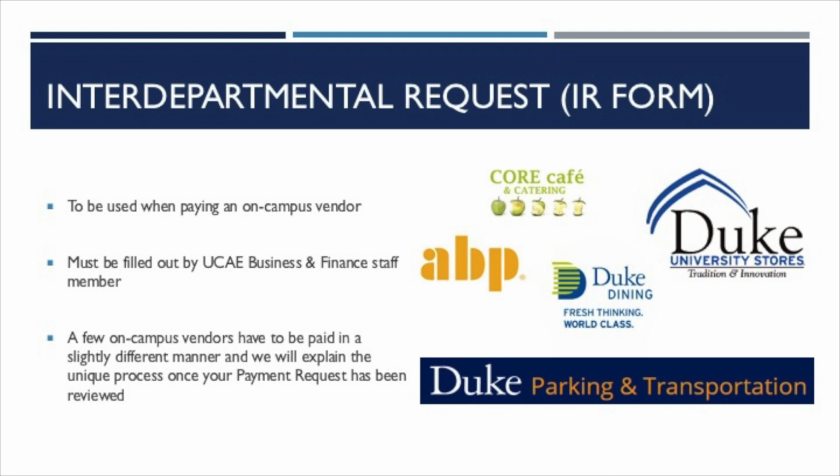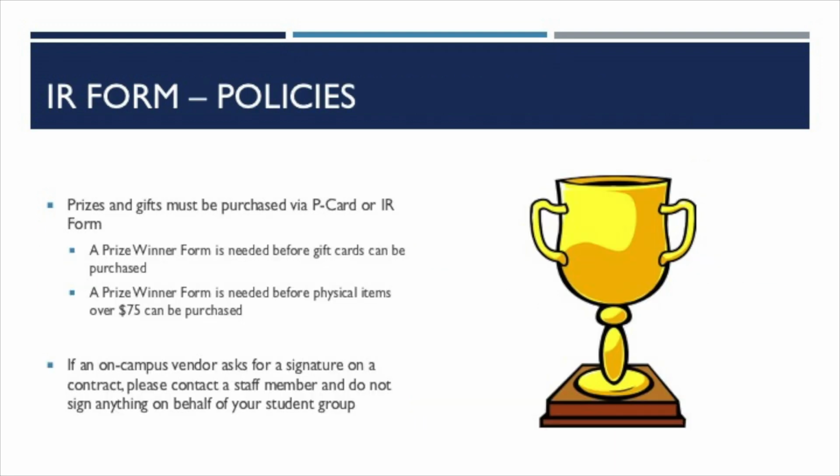Okay. An interdepartmental request, or IR form, is used to pay an on-campus vendor, like a restaurant, service department, or the Duke's store. It works as a permission slip for the vendor to take the funds they are owed directly from your student organization's fund code. You should not give your fund code to an on-campus vendor or service department without a UCAE Business and Finance staff member's permission. A few of these vendors, like ABP and Duke Parking and Transportation, are paid through a slightly different process, and a staff member will explain the process once your payment request has been reviewed.